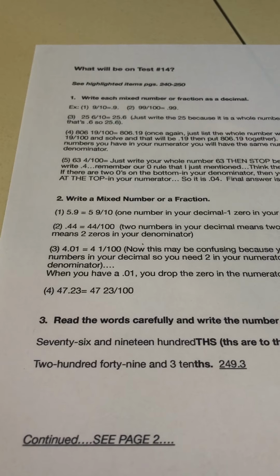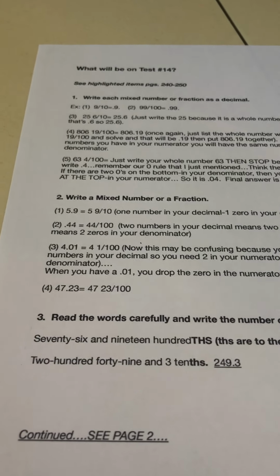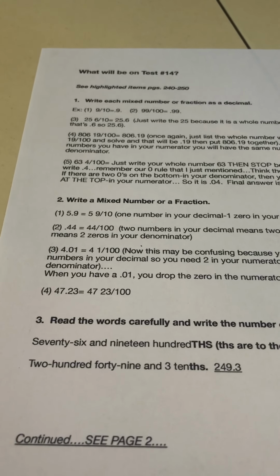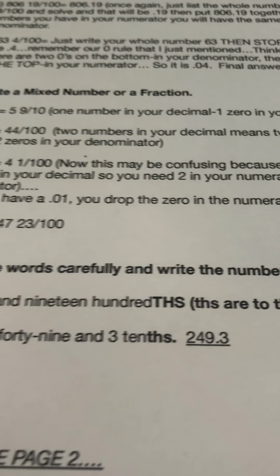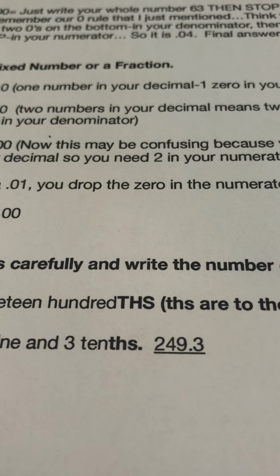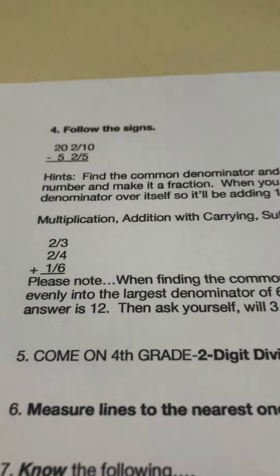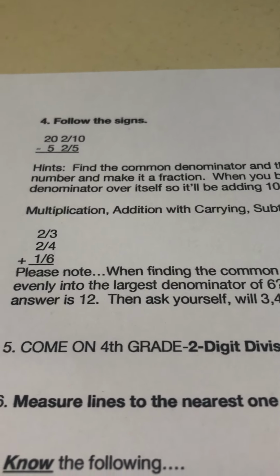249 and 3/10. Again, it has the THS at the end. So you just write the 249, which is your whole number. That's to the left of the decimal. And then you have your decimal, and then the tenths is going to be to the right. Okay? Now, this is continued. So see page 2. We typically don't have that much for a test. The test is no longer, it just took me longer to explain it.